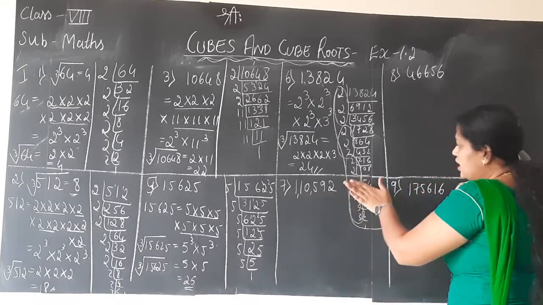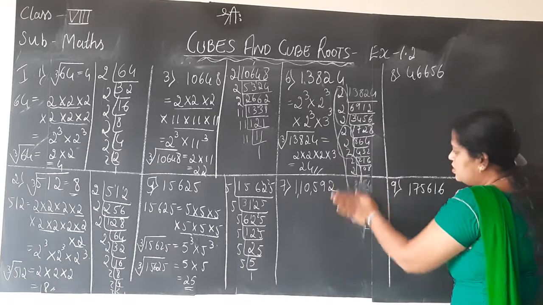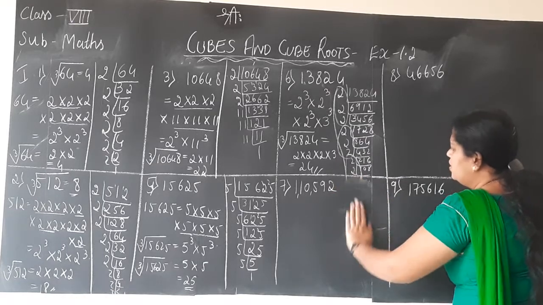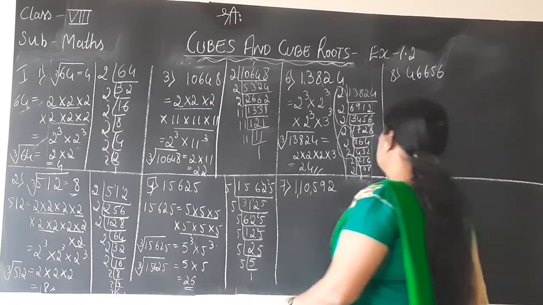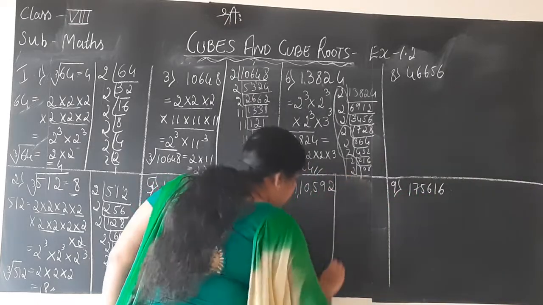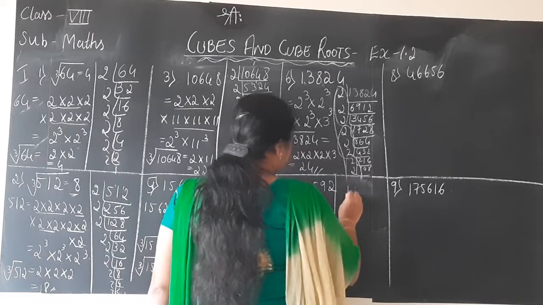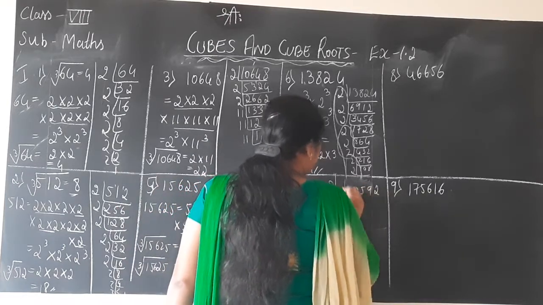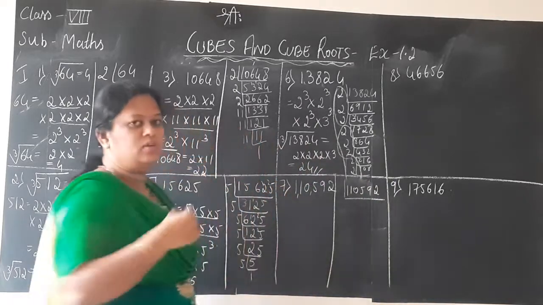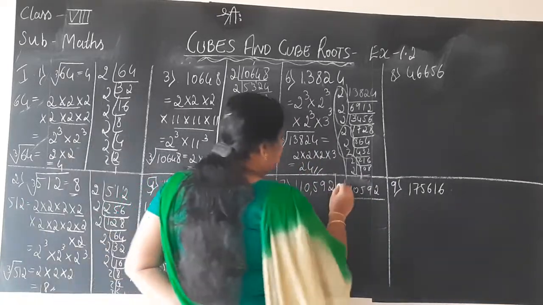For that, I will erase the simplification part of this problem from here, because I need space for this problem now. So now children, we will do the prime factorization method for 1,10,592. Since 2 is there in the units place, obviously I start with table 2.